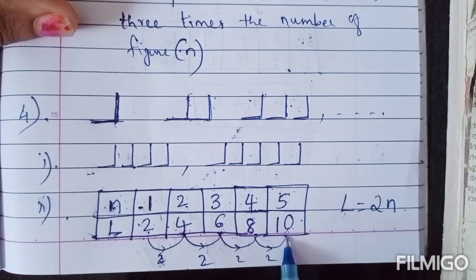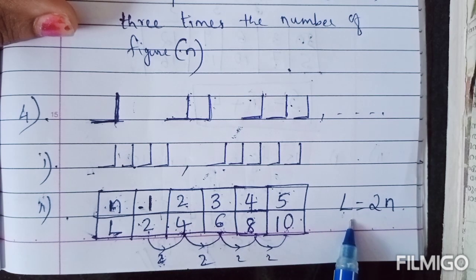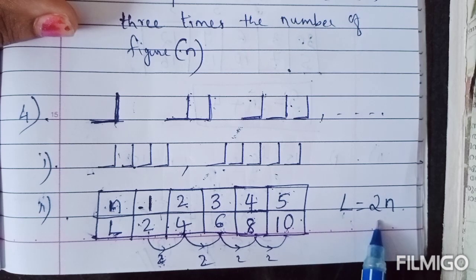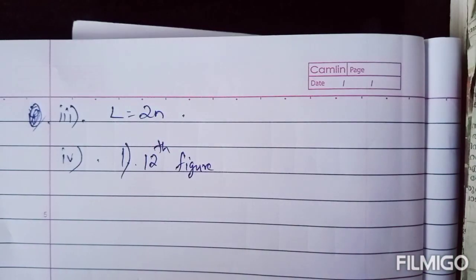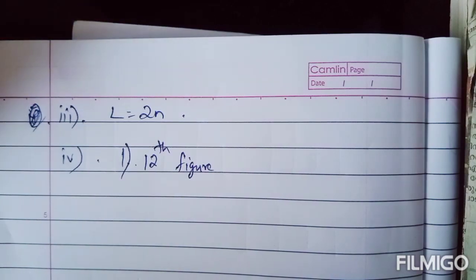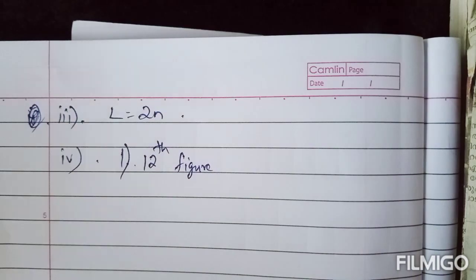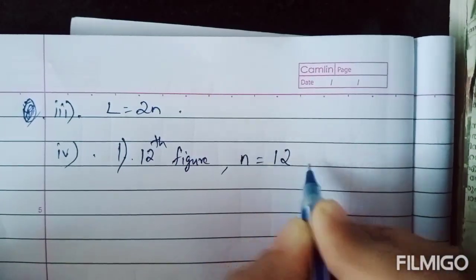8, 5 into 2 is 10. So L equal to 2 into n. This is the relation. This is writing L in terms of n: L equal to 2n. In the fourth question, find how many matches are required to make the 12th figure. So for the 12th figure, n will be equal to 12.